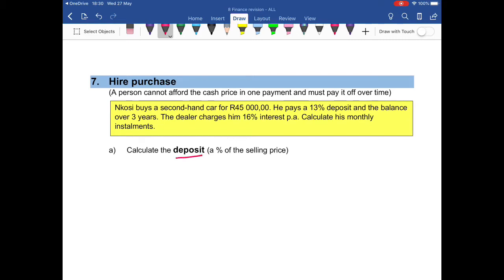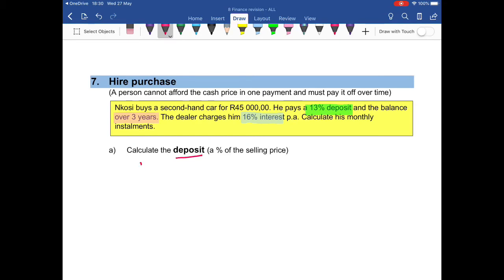So let's have a look here. He buys a car for that amount. He pays a deposit. That is my deposit. The balance over 3 years, that's going to be my N, and 16% interest. Okay, 16% interest per annum. So let's calculate the deposit.